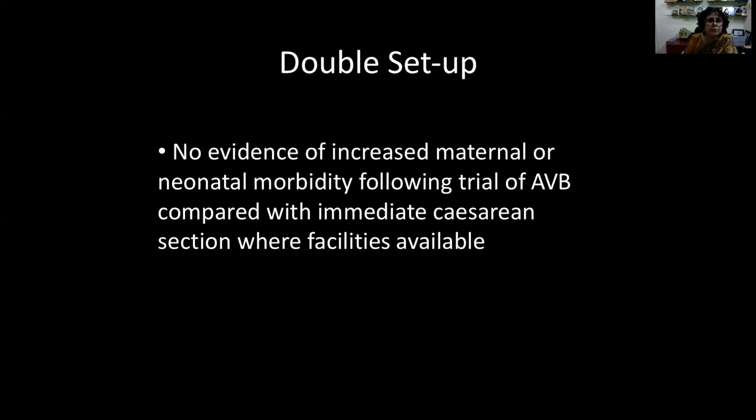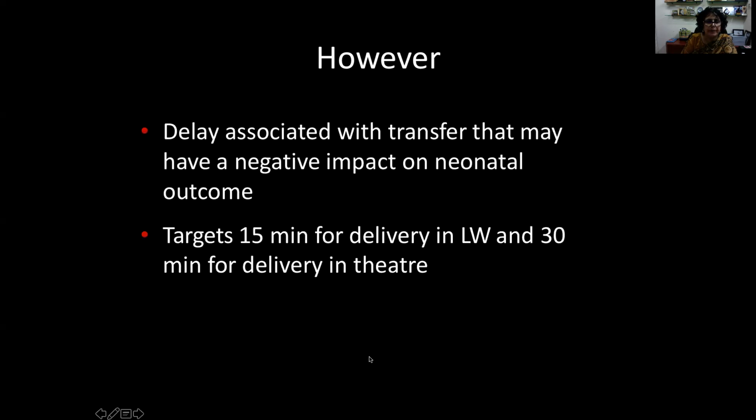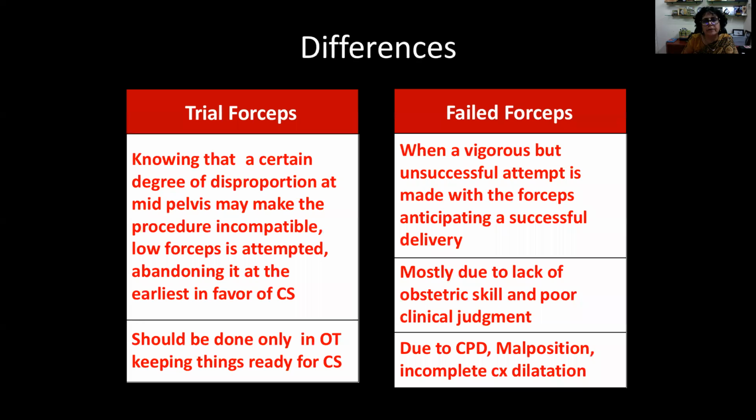Now, the double setup: there is no evidence of increased maternal and neonatal morbidity following trial of AVB compared with direct cesarean. However, delay associated with transfer may have a negative impact on the neonate, so target 15 minutes for delivery in the labor ward and 30 minutes for delivery in the theatre. Now, these are the differences between trial of forceps and failed forceps. Where a certain degree of disproportion in the mid-pelvis is known, the procedure may be incompatible and should be done only in OT. A failed forceps is when a vigorous but unsuccessful attempt is made, anticipating a successful delivery, and there are problems due to CPD, malposition, or incomplete cervical dilatation.